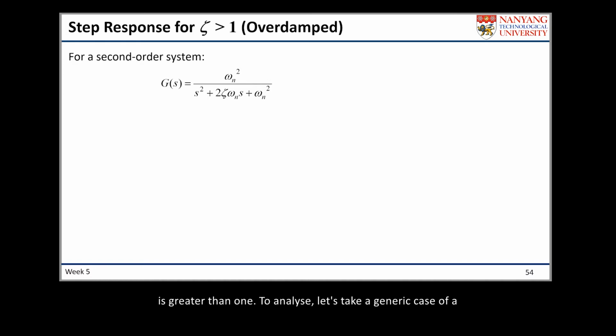To analyze, let's take a generic case of a second order system, but to make our analysis simpler, let's just consider a case of a second order system when the DC gain K is equal to 1. If you have a generic second order system but the DC gain is equal to 1, the transfer function of the system will be like this, right?